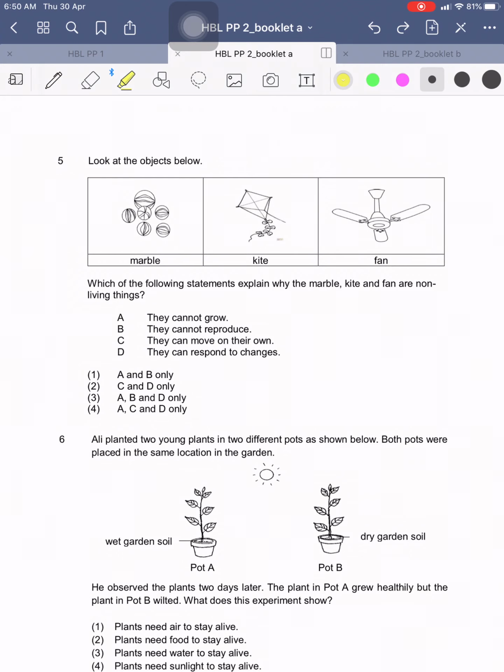Alright, let's continue with our question number 5. Which of the following statements explain why the marble, kite and fan are non-living things? Now, we understand that non-living things cannot grow and they cannot reproduce.